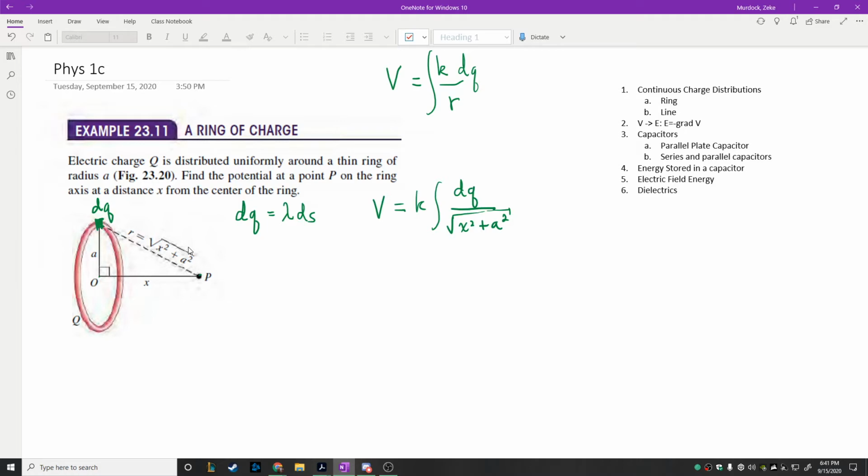And now we look at this and we say, every point on this object would have the same value for r, right? a would be the same. This would be a. x would be the same. x is just this fixed distance from the axis, right? So these variables in the denominator, they're not going to depend on dq in any way. And we can pull them out of the equation.